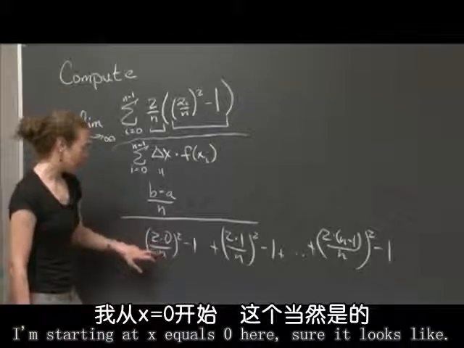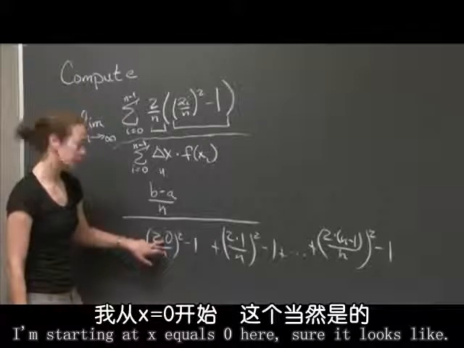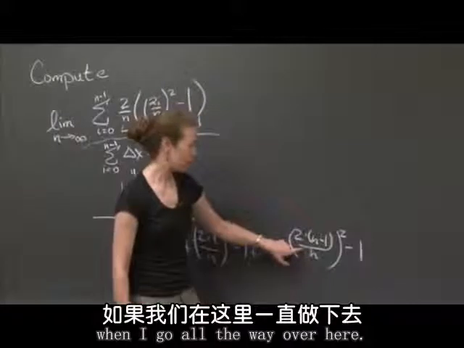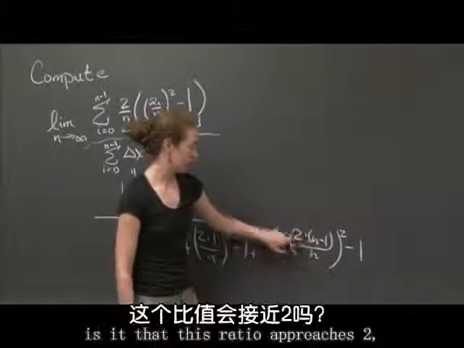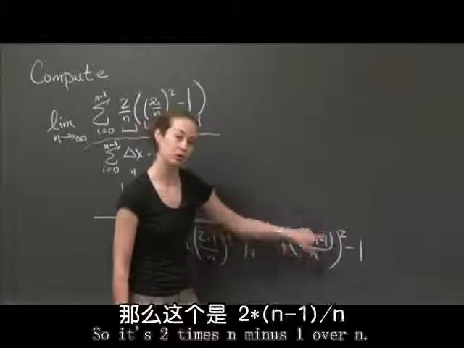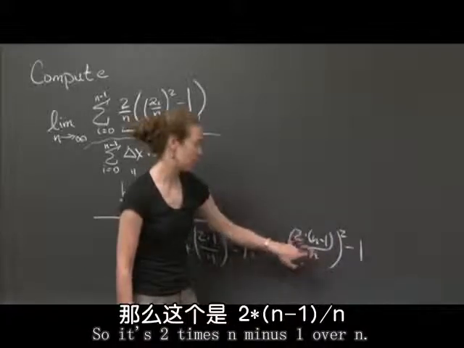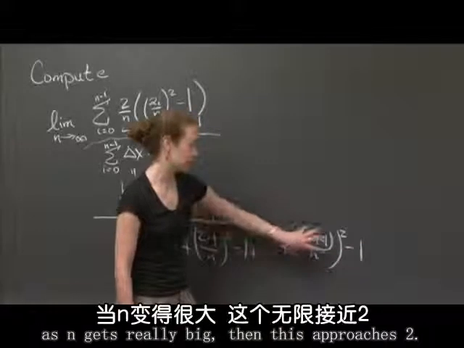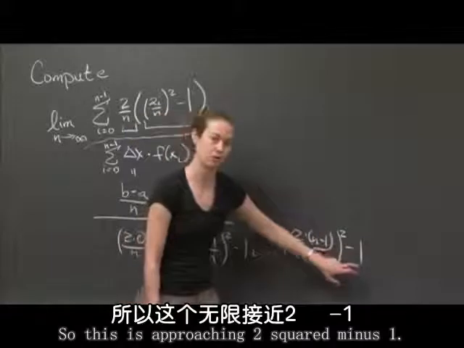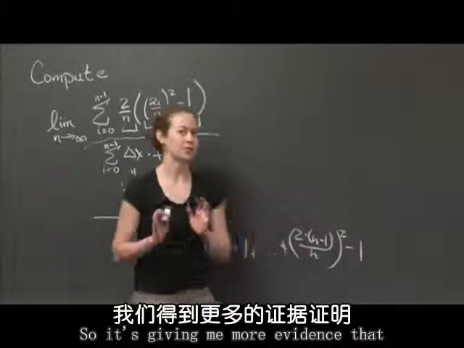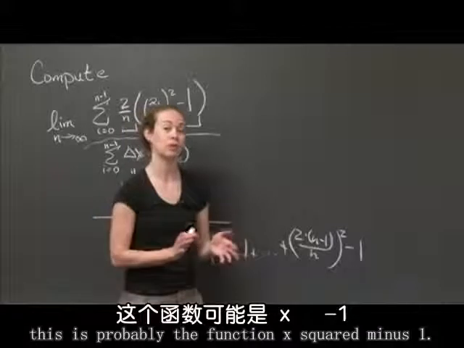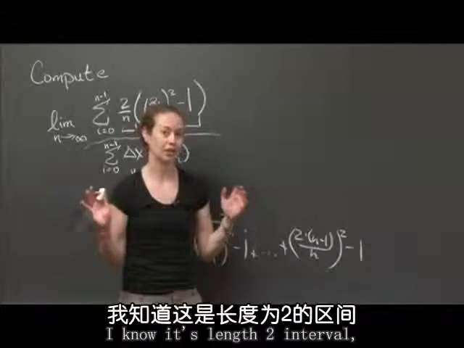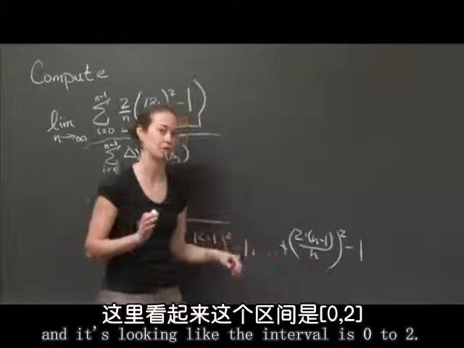I'm starting at x equals 0 here, it sure looks like. Let's look at what happens when I go all the way over here. What happens when n gets really, really big is that this ratio approaches 2. So it's 2 times n minus 1 over n. N minus 1 over n, as n gets arbitrarily large, approaches 2. So this is approaching 2 squared minus 1. So it's giving me more evidence that this is probably the function x squared minus 1. And now I'm starting to believe the interval is 0 to 2. I know it's a length 2 interval, and it's looking like the interval is 0 to 2.